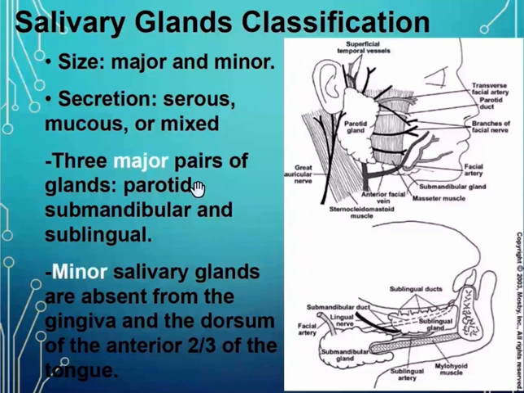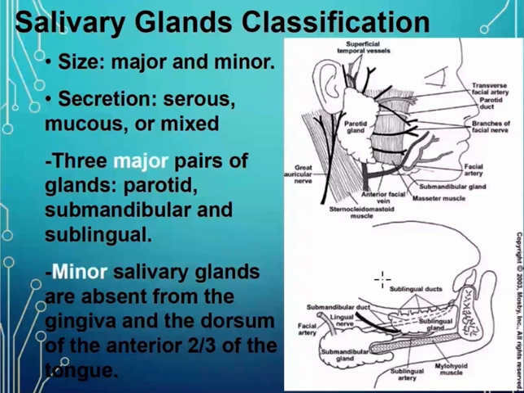And we have what we call minor salivary glands. Numerous minor salivary glands are scattered throughout the oral mucosa. They include the labial, the buccal, the palatoglossal, the palatal, and the lingual glands. All of them are present throughout all the oral mucosa, with the exception of the gingiva and the dorsum of the anterior two-thirds of the tongue. This is the tongue. The dorsum of the tongue and the gingiva, we don't have submucosa, so we don't have minor salivary glands.